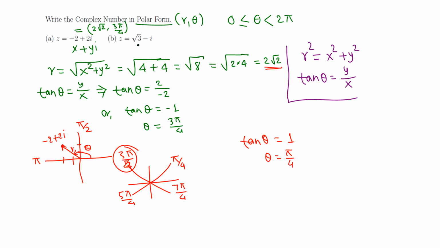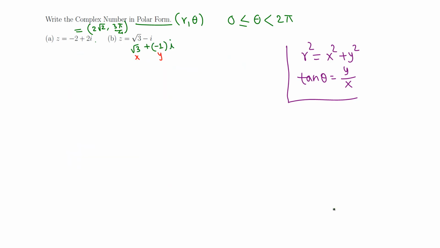Now let's do the same thing for part B. The second complex number is root 3 minus i, which is the same as root 3 plus negative 1i, like x plus yi. We have x and y, and we are trying to change this complex number into polar form r theta. r is the square root of x squared plus y squared, which is root 3 squared, 3, plus negative 1 squared, positive 1, 4, and that's 2.